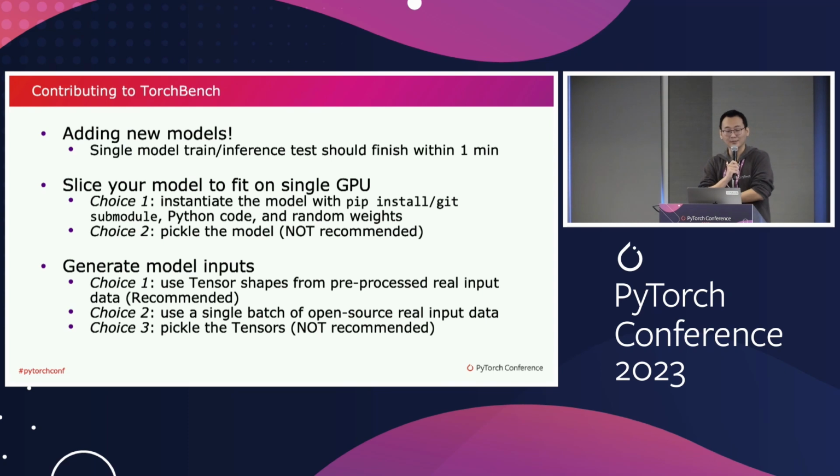The second step is to generate model inputs. The recommended way is to use some metadata, like the shapes of the input tensors. These should be the tensors that are already pre-processed from real inputs. This makes our work easier.